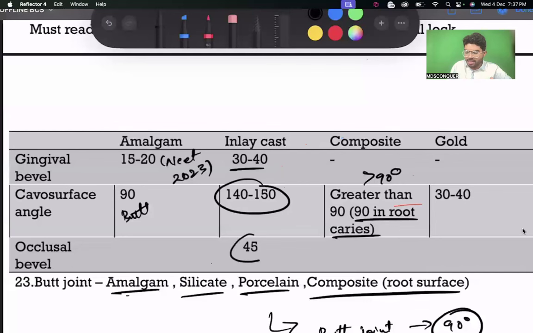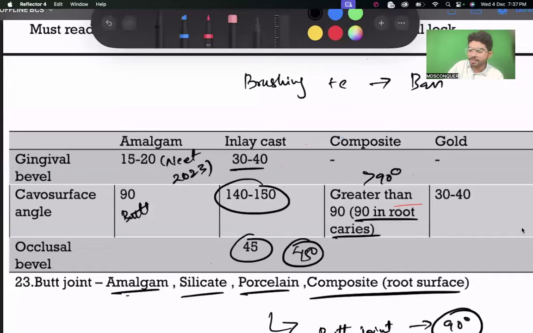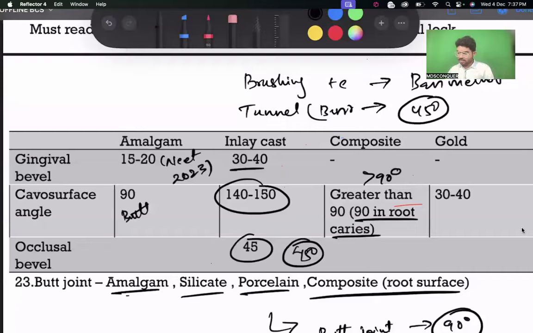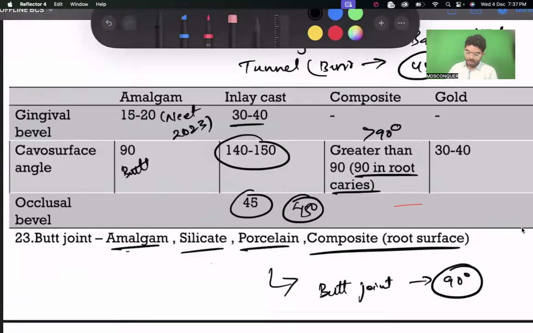Occlusal bevels or functional cusp beveling, which we have regularly discussed in FPD and everything, is 45 degrees. Any brushing technique that is specifically 45 degrees? Yes, Bass method. Tunnel preparation, the angle of the bur, is again 45 degrees. Okay, so I'm done with this.